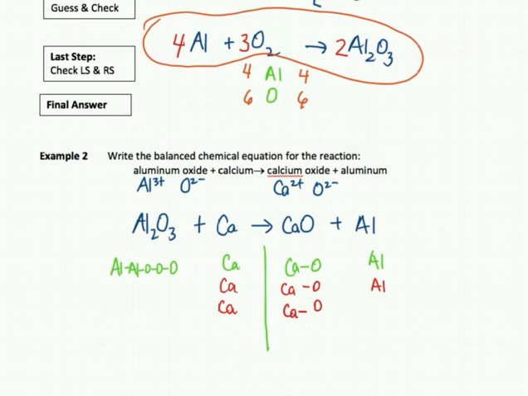You don't need to write that in. Here we now have 3 calciums that are required to balance this. We have 3 of these guys, 3 calcium oxides, and now we have 3 aluminums. Okay, so then you can just go through and double check. Does that make sense? Yep, okay, it's balanced out.